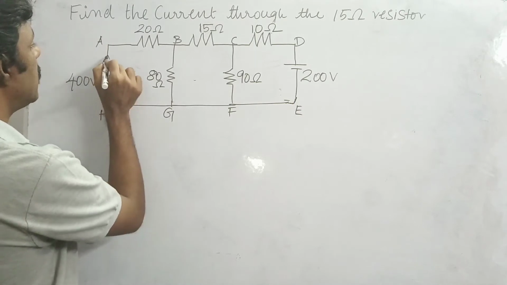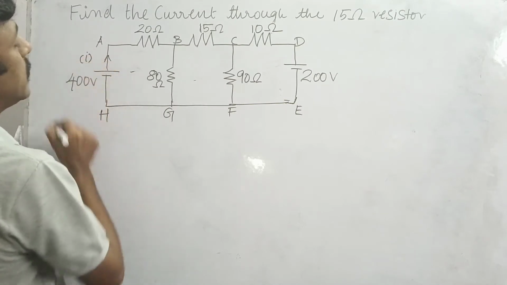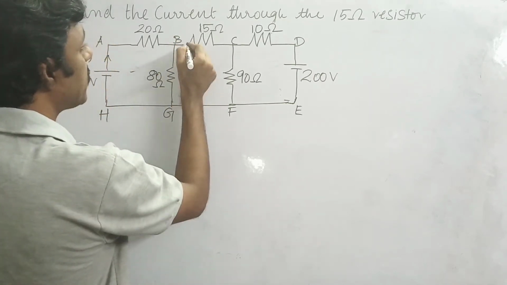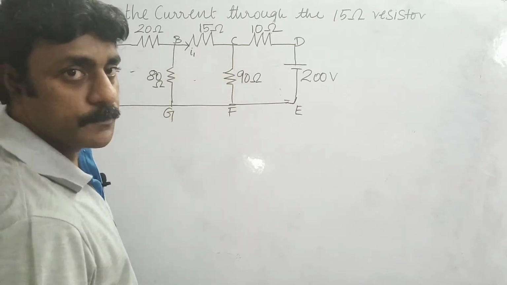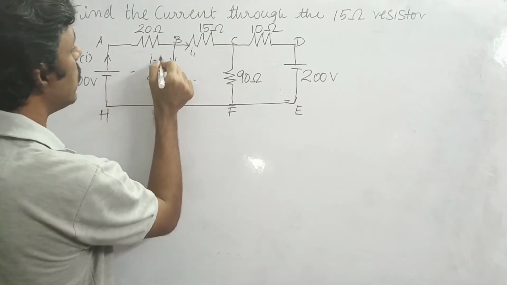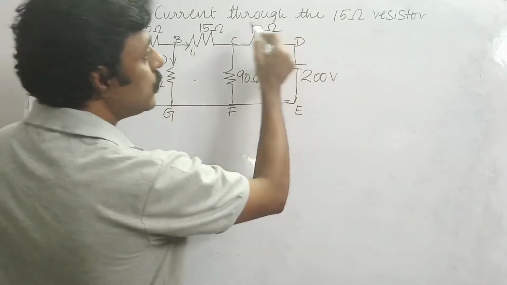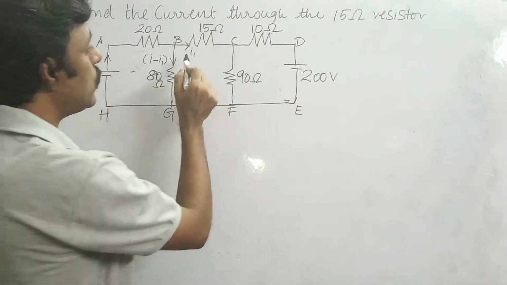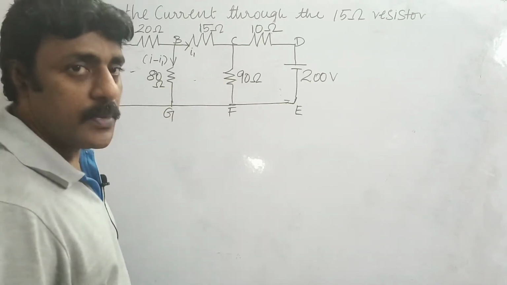Let us assume that the current which is coming out of this 400 volt battery is I. This current passes through this point B. At this junction B, another current I1 flows through this 15 ohm resistor, and another current I minus I1 flows through the 80 ohm resistor. Now they are asking you to find the current value which is passing through the 15 ohm resistor. So we are supposed to find the value of I1, because I1 is the current passing through the 15 ohm resistor.